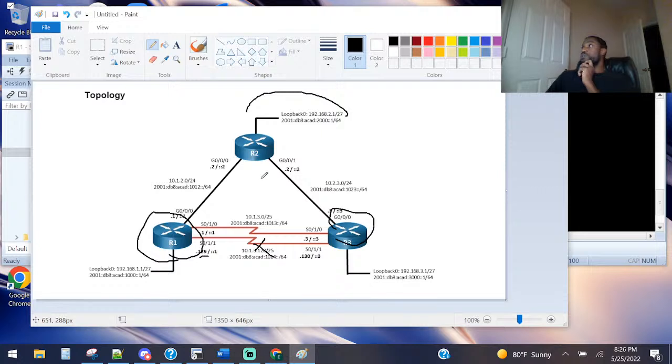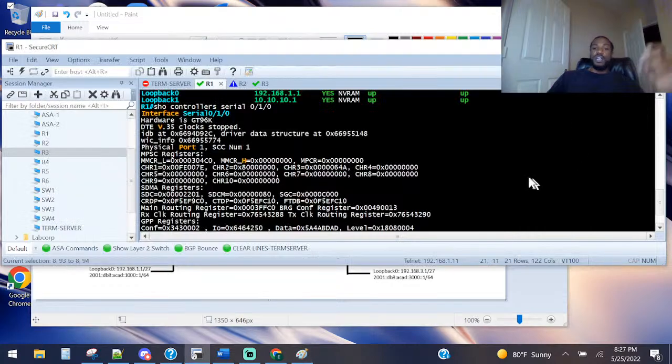Using the G0/0 as the exiting interface. So basically they're saying create a static route, but use this as the exiting interface, not the next hop. Remember the last couple of video streams, we were doing static routes using the next hop as the way to get there. Now we're just going to use the exiting interface, or sometimes they call it the egress interface, right? How do we do that?